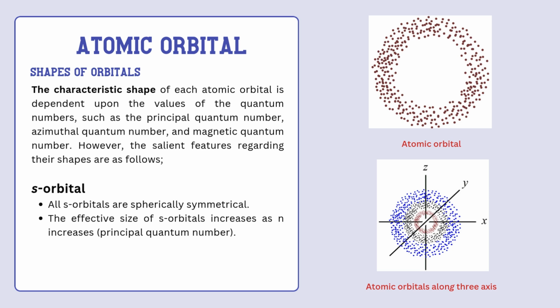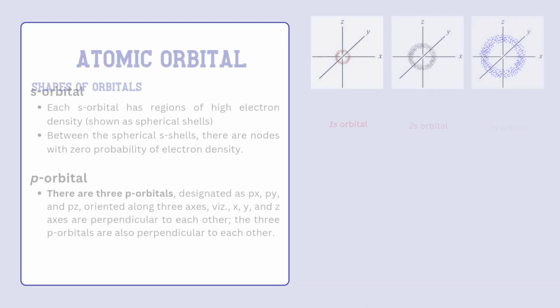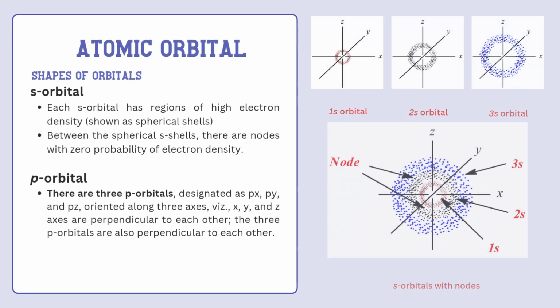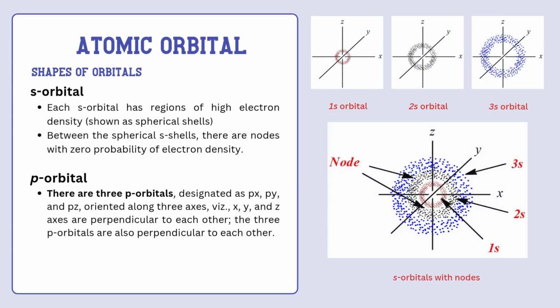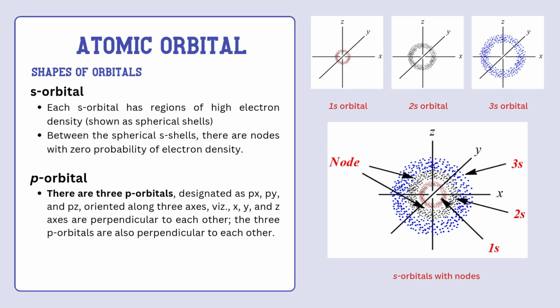s orbital. All s orbitals are spherically symmetrical. The effective size of s orbitals increases as n, the principal quantum number, increases. Each s orbital has regions of high electron density, shown as spherical shells. Between the spherical s shells, there are nodes with zero probability of electron density.